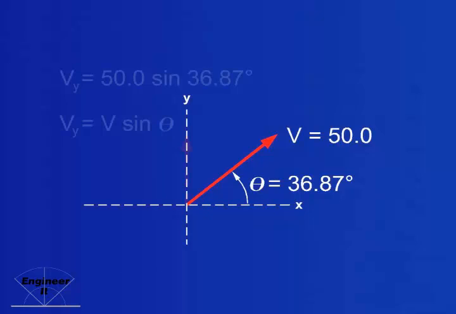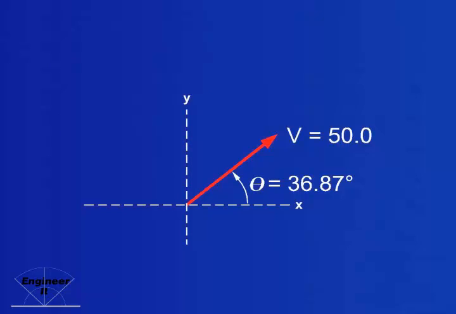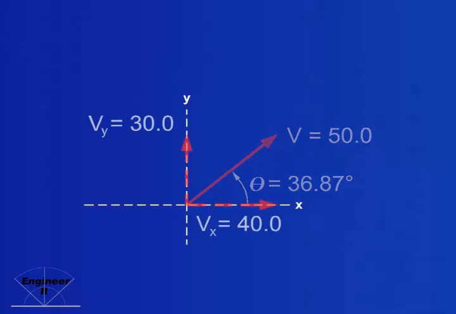The y component of vector v will be equal to 50 units times sine 36.87 degrees, which is equal to 30 units. Therefore, our vector v may be represented by its rectangular components, vy equals 30 units, and vx equals 40 units.